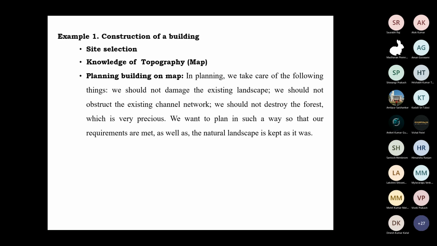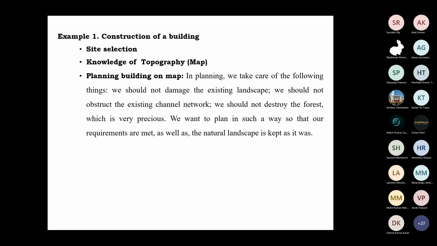Suppose, let me add something. You just try to think, suppose you are making a home there, and if there is a river, what will you change? You will change the flow of that river. Some nalas are there, the natural forest is there. We should not destroy them. That's why it is written there.